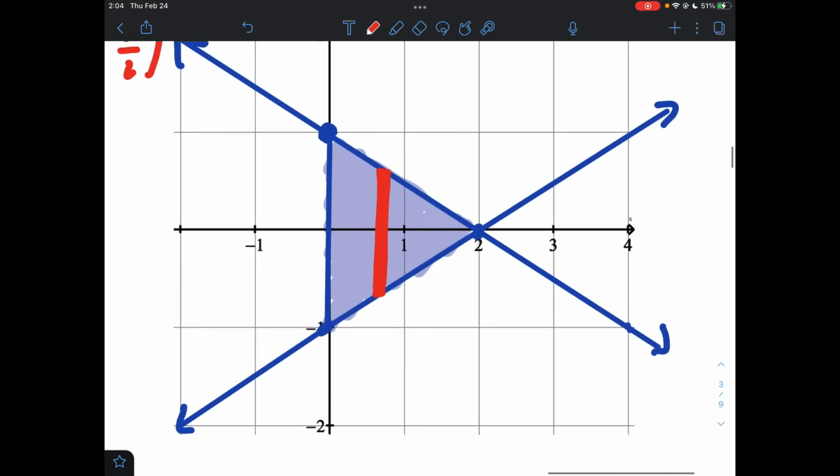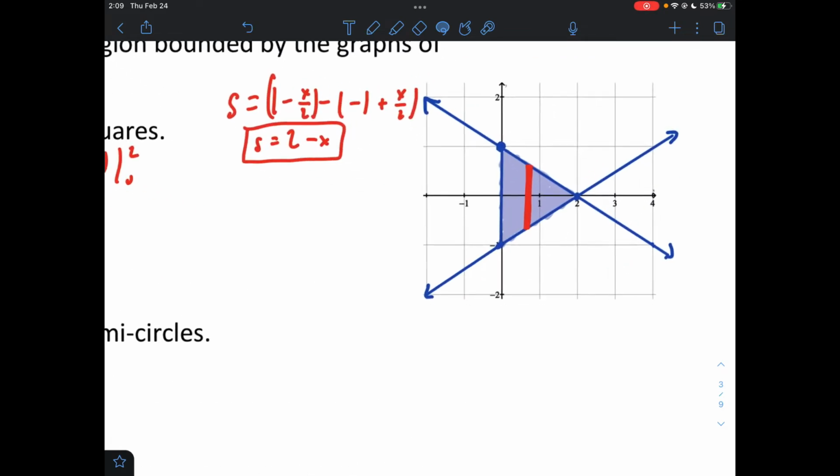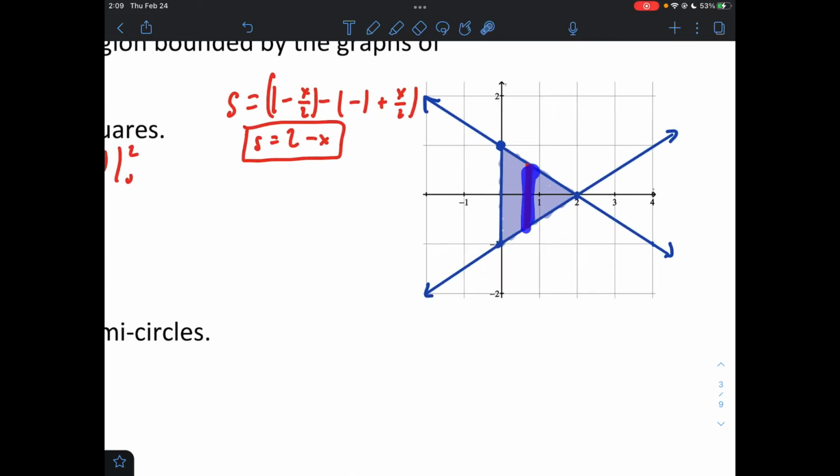So off this bottom here, we're going to build a semicircle, right? If I drew another one here, a little semicircle, okay? So what we need for the semicircles, we need the radius. This is the diameter, so this is your diameter. So our radius would be half of that, so (2 minus x) over 2.